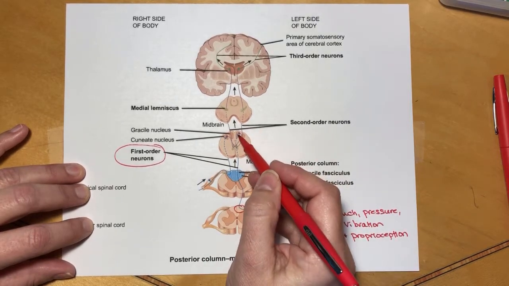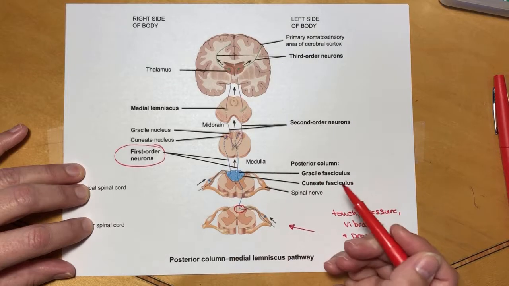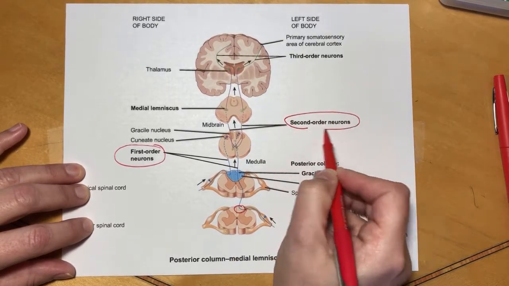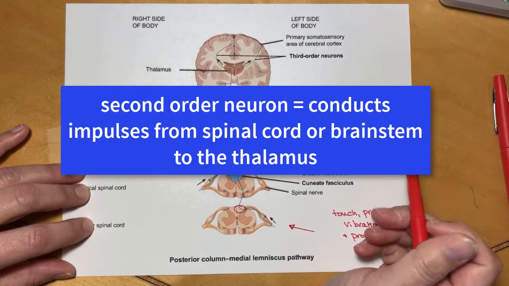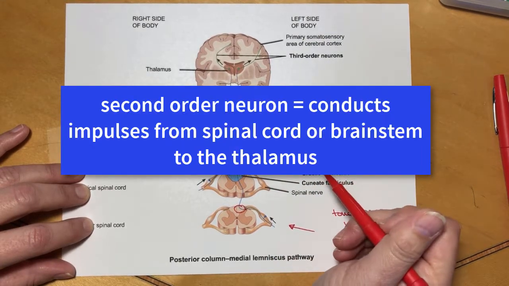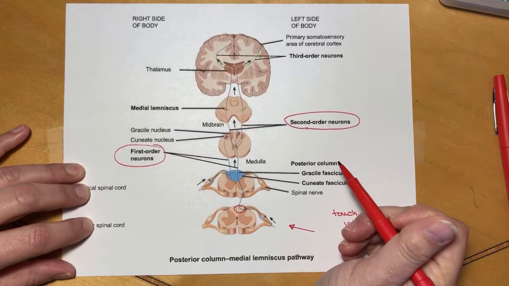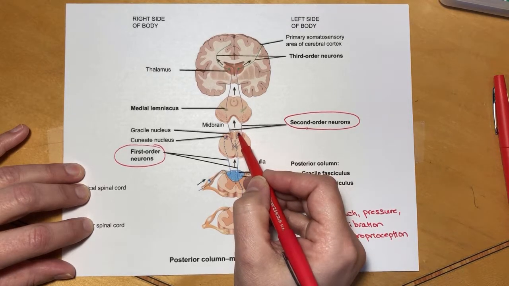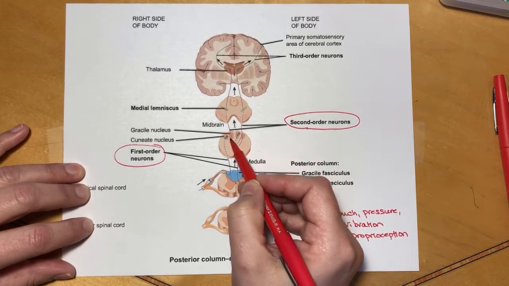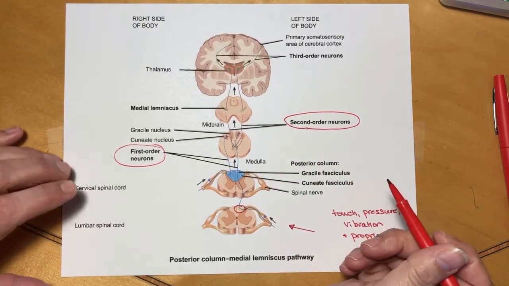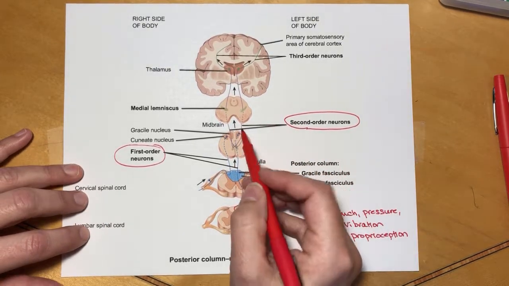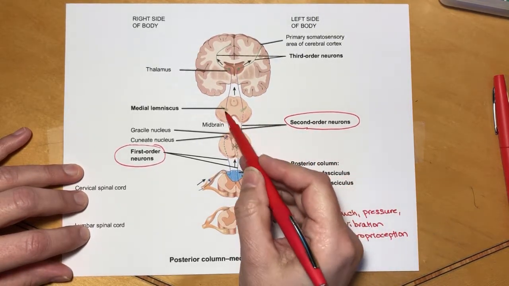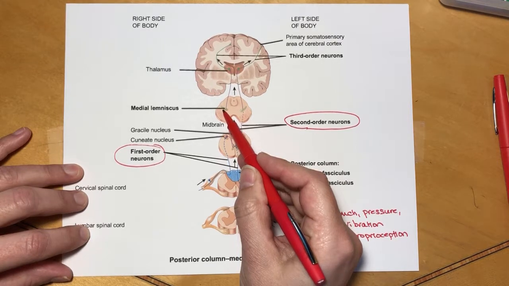Now, in the medulla, we're going to synapse with another neuron. This is going to be a second order neuron, and a second order neuron is one that conducts impulses from the brainstem and spinal cord to the thalamus. So you can see that we're synapsing right here, and then the next thing that that neuron is going to do, it's actually going to cross over. So remember, we talked about crossing over in the medulla, and so this particular pathway is going to cross over and go to the other side of the spinal cord.